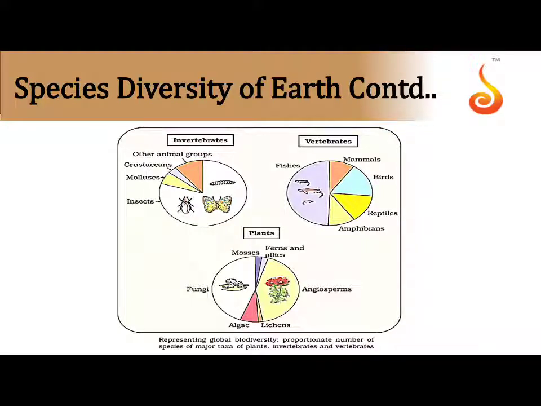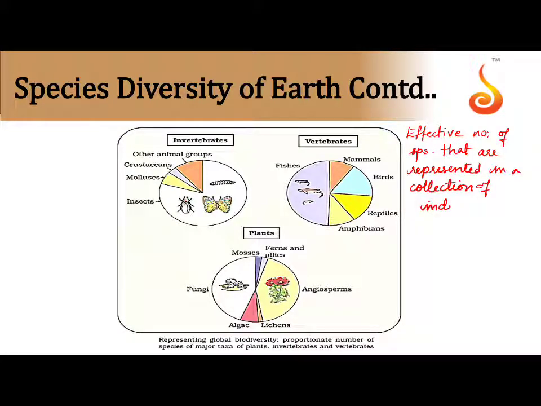Species diversity of Earth. If we have to understand this, we generally say it is the effective number of species that are represented in a collection of individuals. So I repeat, effective numbers of species that are represented in a collection of individuals.